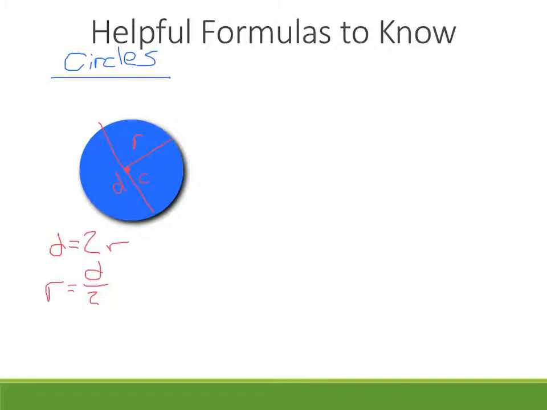And we're going to need to know the radius of circles for the two formulas that we're going to be using here today. The area of a circle is pi r squared. And the circumference, which is kind of like the perimeter, is the distance around a circle. It is 2 times pi times r.